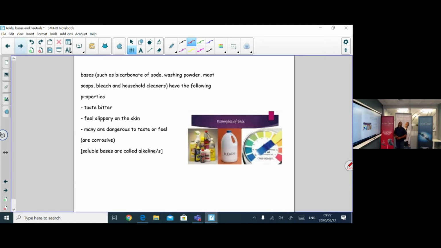Bases on the other side, the carbonate of soda, washing powder, bleaches, and most household cleaners. They also have a bitter taste, slippery on the skin, dangerous to feel due to their corrosiveness. Soluble bases are called alkali. So if they do dissolve in water, we call them alkali. Not much worried about the terminology, but let's know their properties and everyday examples.